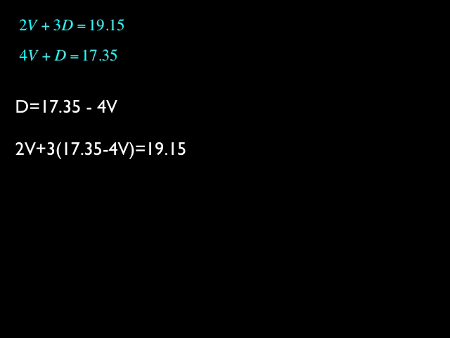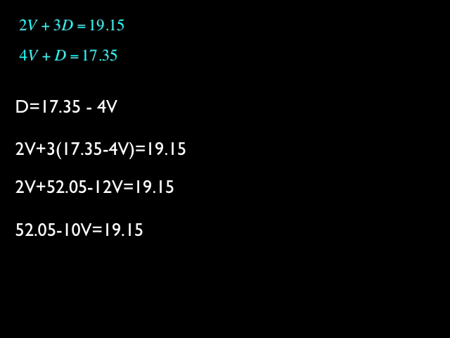So I have 2V plus 3D, but D is really 1735 minus 4V, equals 1915. So I plugged that expression for D into the first equation. I solved for D in the second, so I plug it into the first. Okay, I distribute, so I have 2V plus 5205 minus 12V equals 1915. Now I want to combine like terms. I have a 2V and a -12V, so that will give me -10V.